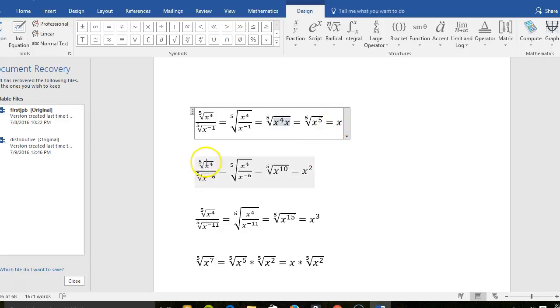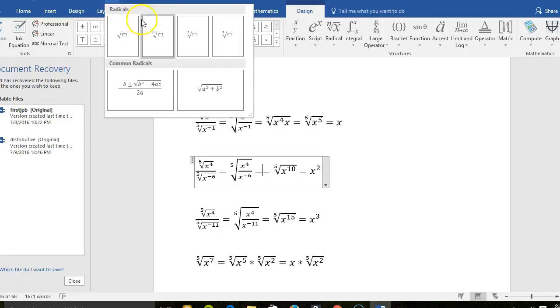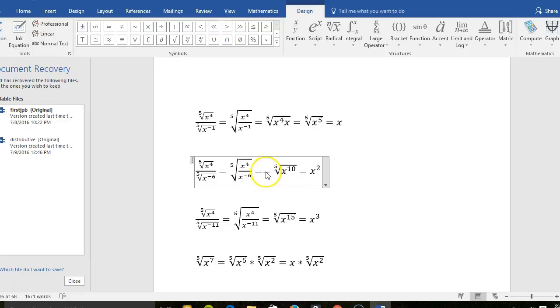In a similar fashion, the fifth root of x to the fourth, this next problem, over the fifth root of x to the negative 6, you bring it together like this, and then the step that I keep skipping time and time again, but it shouldn't throw you off too much. You can probably tell what I'm going to do is just insert the fifth root here, and well, that x to the fourth stays put.